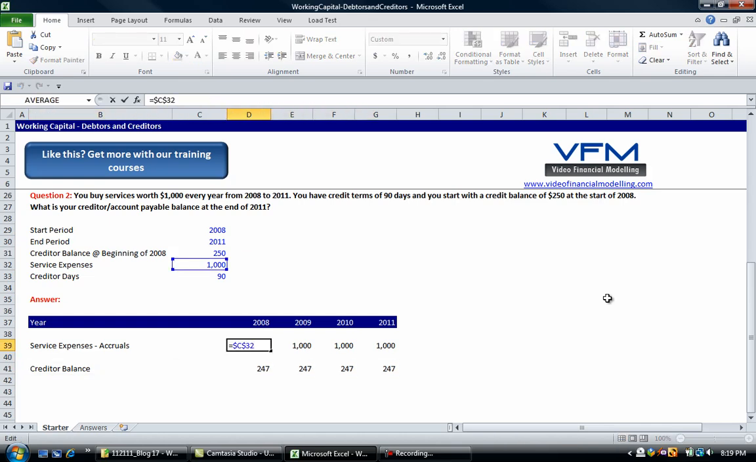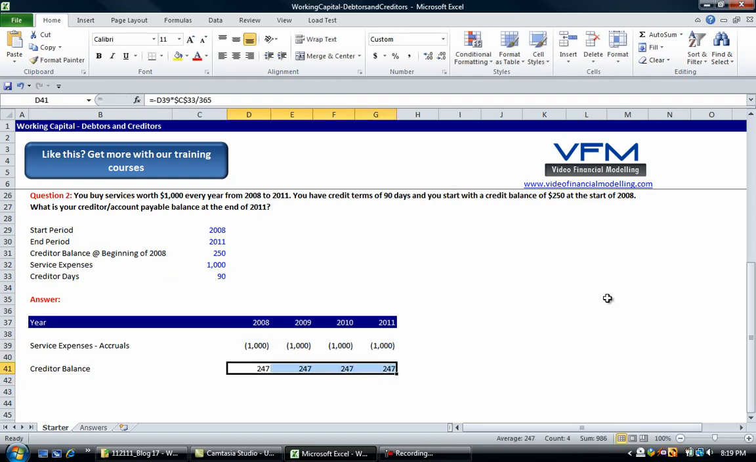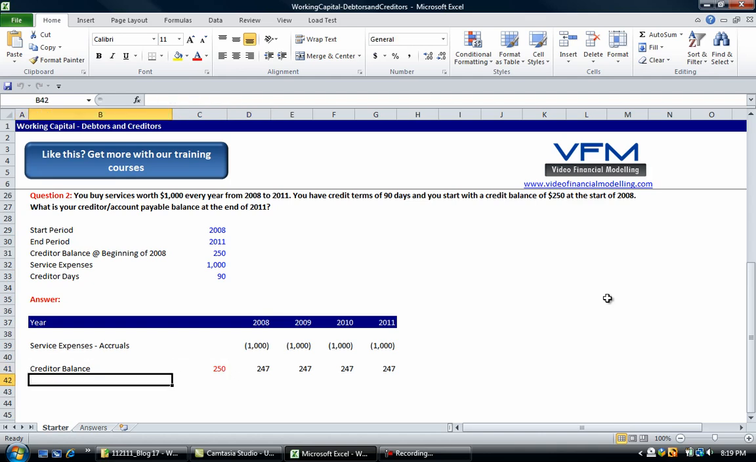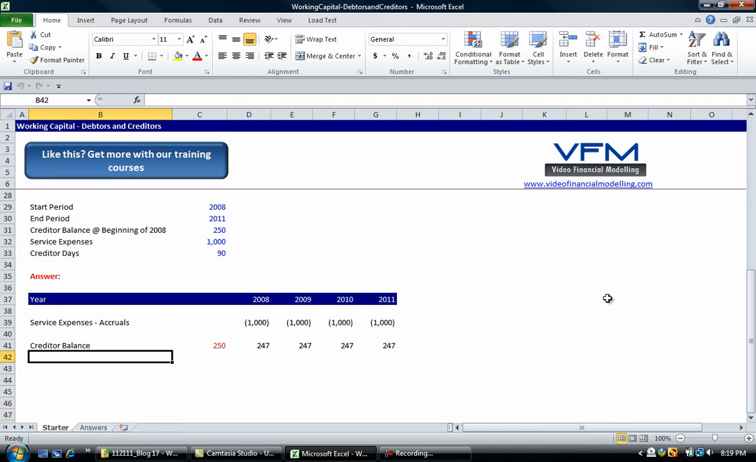Now we could have these as negative numbers and our creditor balance as a positive number. And obviously our creditor balance at the start of 2008 is going to be this number, and I'm going to color it red because it's a unique formula across the row. Next thing we're going to do is put in creditor movements. Okay, and all we're going to do here is go equals that minus that.